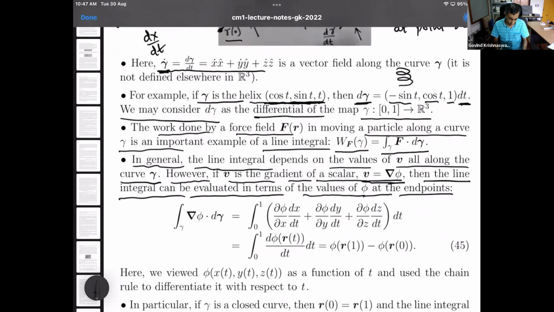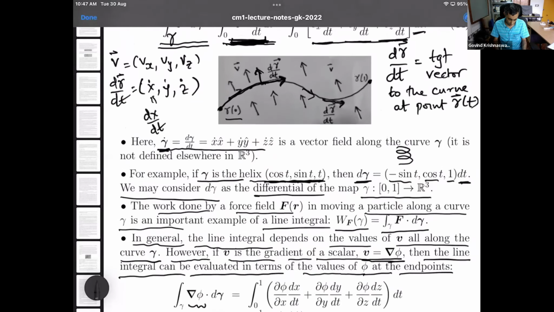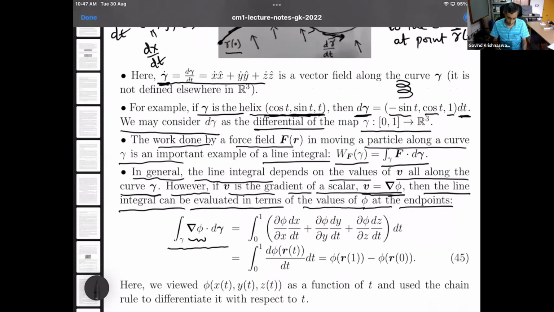Now let us argue why that is the case. Let's go back and write the line integral. It was the integral over gamma of V dot d gamma. For V, I substitute the gradient of phi. Now let me write the explicit formula for this dot product. I'm taking the dot product of the gradient, and the gradient, you recall, had three components: partial phi partial x, partial phi partial y, and partial phi partial z. Those are the three components.